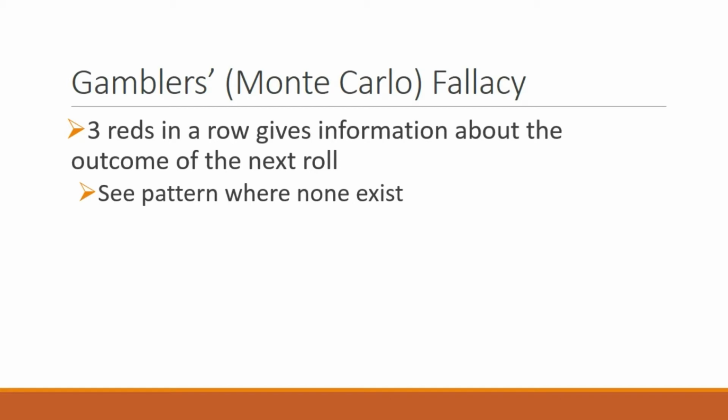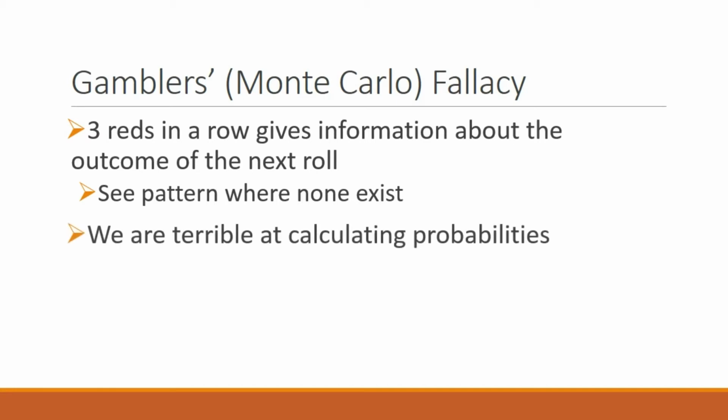Under gambler's fallacy, you assume that the 3 reds in a row gives information about the outcome of the next roll. However, the next roll could be either black or red, entirely even chance of both. In other words, we see a pattern where no pattern exists. We're terrible at calculating probabilities, and that makes sense from an evolutionary standpoint. When our ancestors saw a saber-toothed tiger, they did not have time to look at the probability that the saber-toothed tiger will attack them. They have to make a decision and then to run.